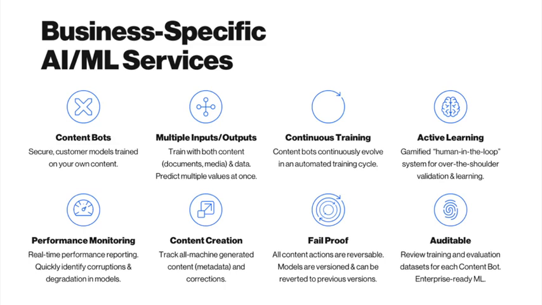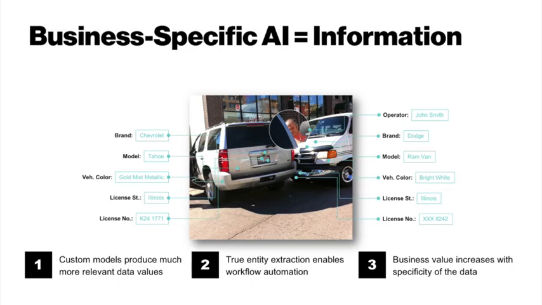So if we take our same image and run it through a custom business-specific AI where we've had a custom model built, as you can see, we're actually producing more relevant data. We're getting things like the vehicle color, the license plate, the licensing state. We can really start to extract information from it, maybe even down to having a license number and plates. We can start to increase the business value of it.